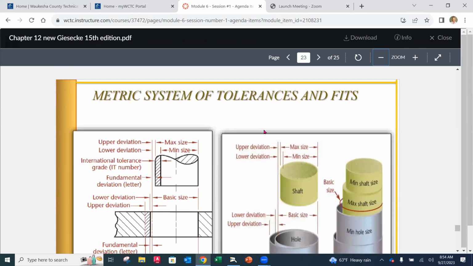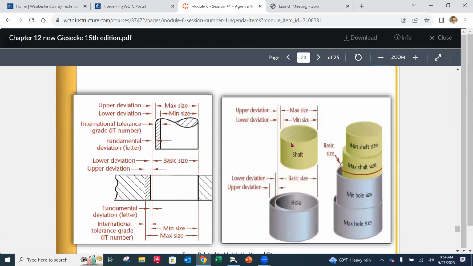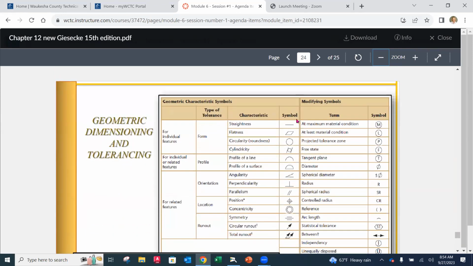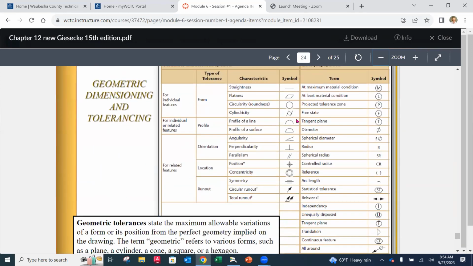Now, the metric system has its own ways of tolerances and fits. And again, this kind of speaks to those charts that we talked about earlier for English. We will be hitting those along the way, and we're going to be doing that a little bit later in this class through the AutoCAD drawings and designs that you're going to be doing yet in the last couple weeks here. The second to last slide here, geometric dimensioning and tolerancing.